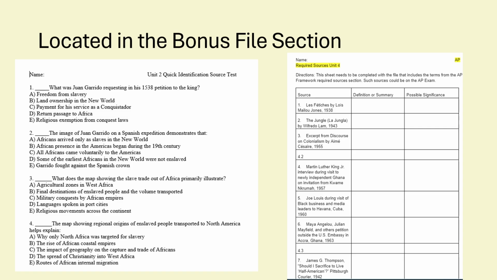There is also a third assessment that is located in the bonus file section, and this is what I call a quick identification source test. And this simply uses the source worksheet and is designed to act as a quick identification for any of the required sources.